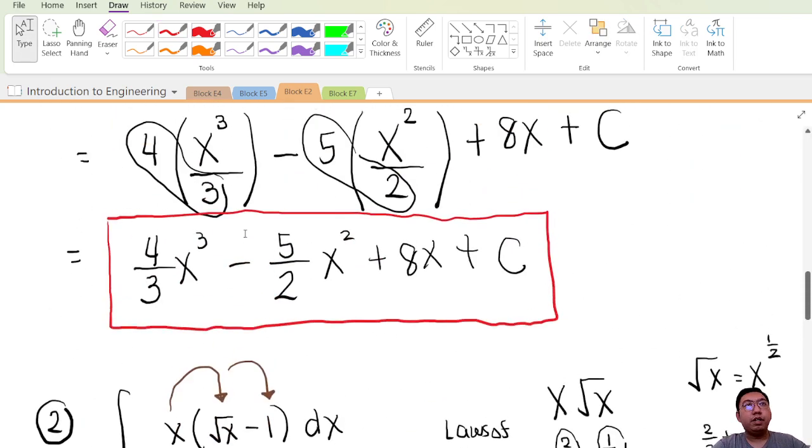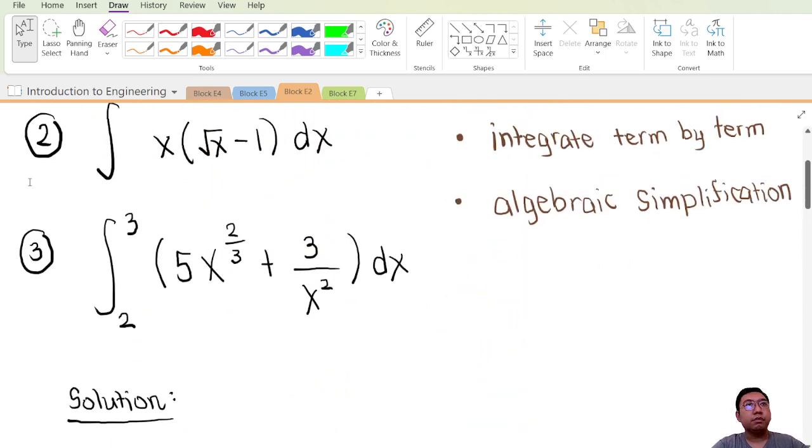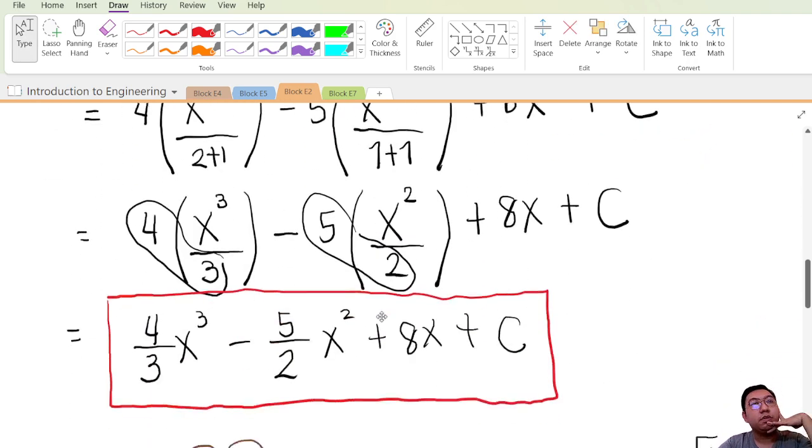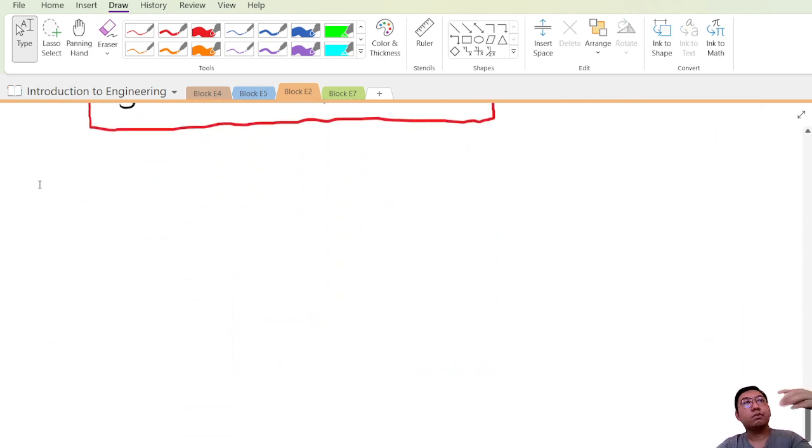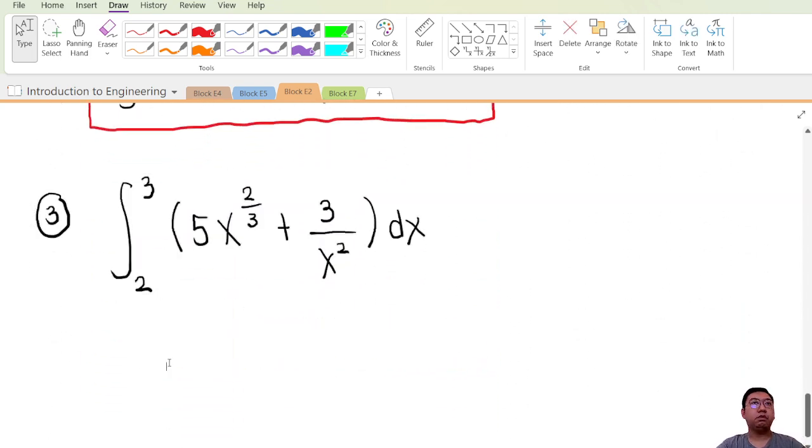My last example is this one. It's a definite integral because it has an upper and lower limit. Now, what am I going to do with this one? In solving a definite integral, with the upper and lower limit, we call this one the lower limit, and we call this one the upper limit.